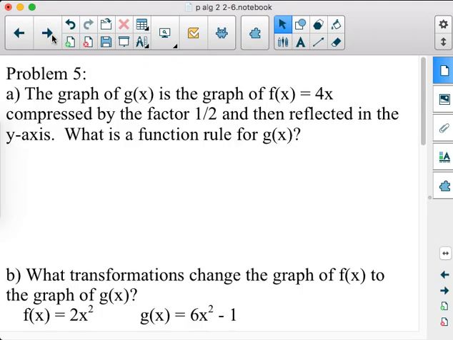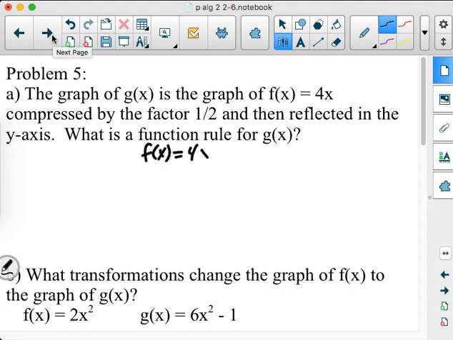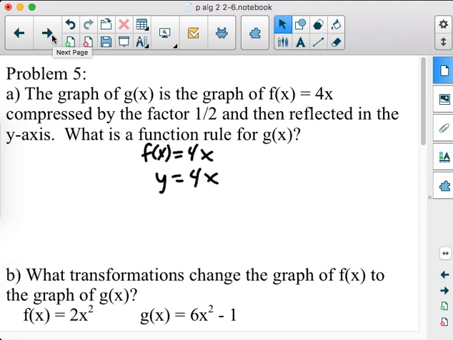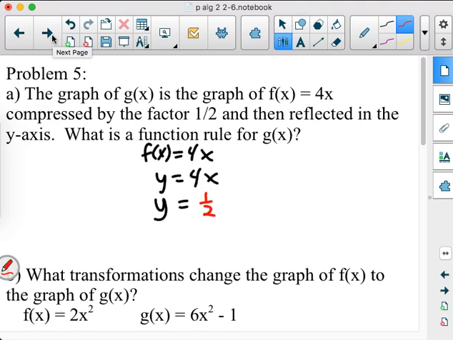So now, it says problem 5, the graph of g of x is the graph of f of x equals 4x, compressed by a factor of 1/2, and then reflected in the y-axis. What is the function rule for g of x? Okay, well, let's see. I'm going to start with f of x equals 4x, but I'm going to remember that's y equals 4x. That's what that really is. And then if you want to compress by a factor of 1/2, you have to put a 1/2 in front of your equation. So I'm going to use a red here.